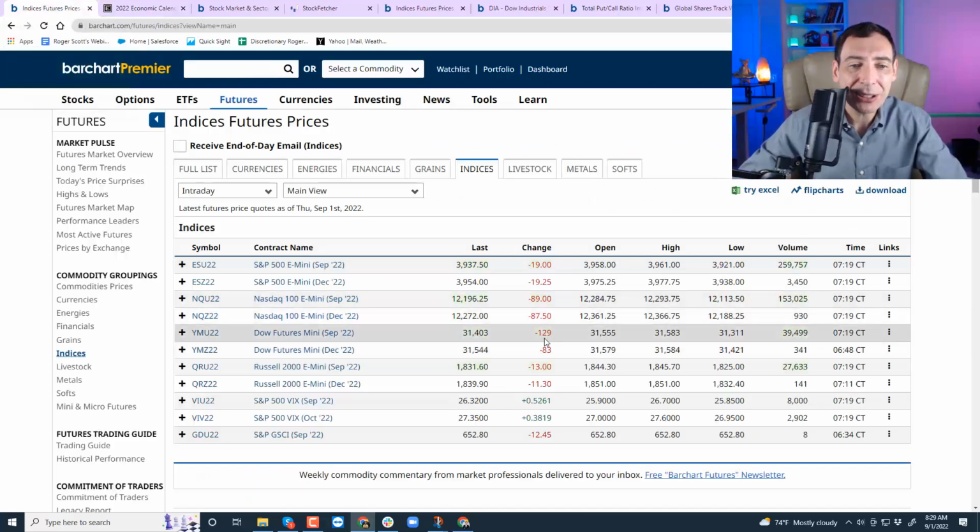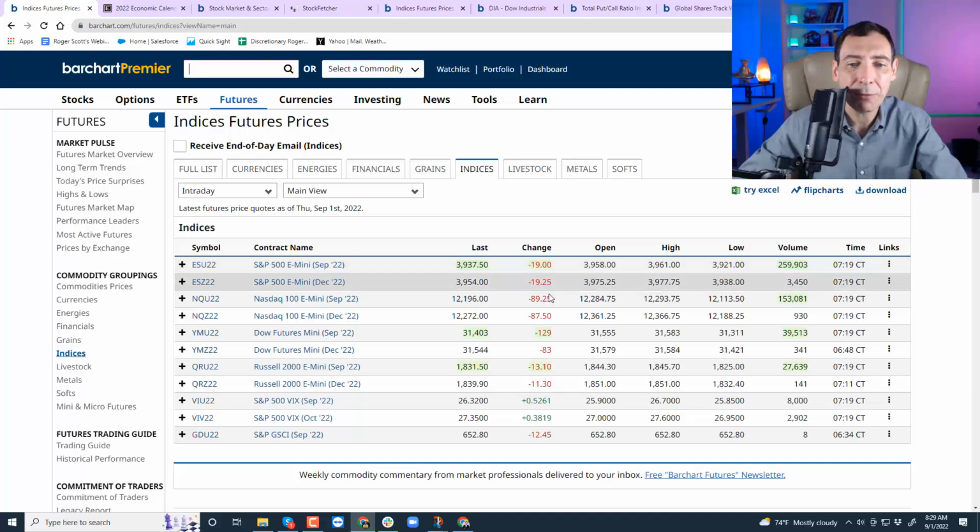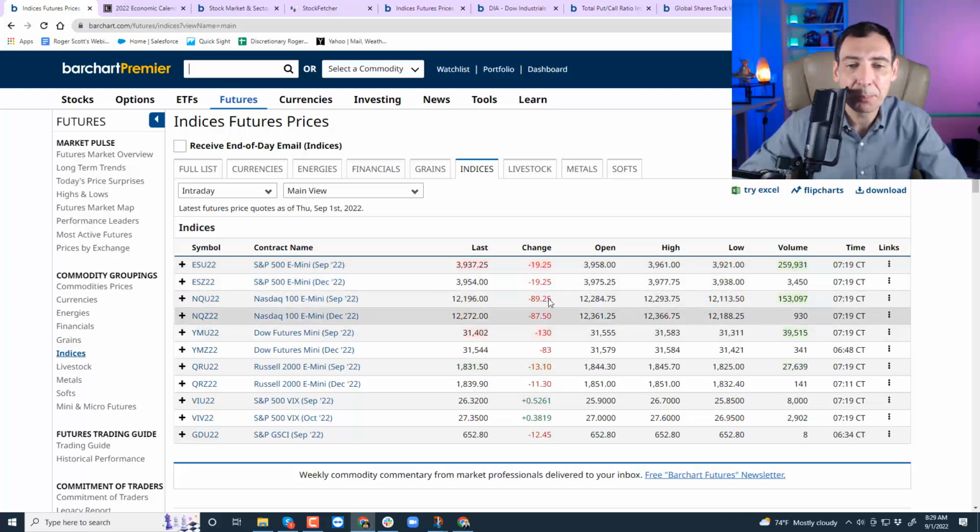As you can see here, the Dow's down about 130. The Nasdaq is down about 88. September S&P futures are down in between, meeting us halfway. I would typically say this is a big move, but based on the moves we've been having recently, the average move in the Dow now per day is about 400 points. We'll actually get into that in a bit.